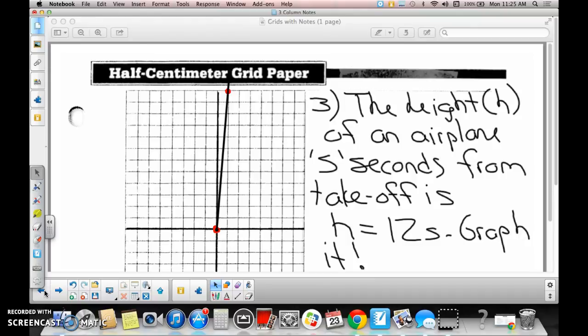And then the last one we did is we drew a graph based upon a situation, in this case, an airplane taking off. And we drew the graph showing the slope, how steep of a takeoff the airplane would have.